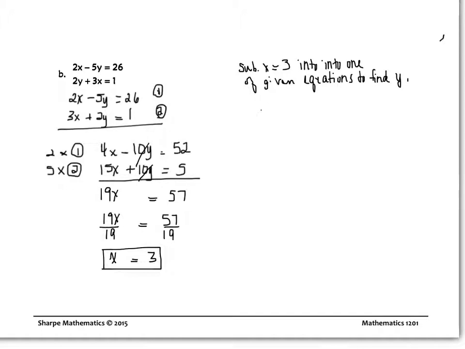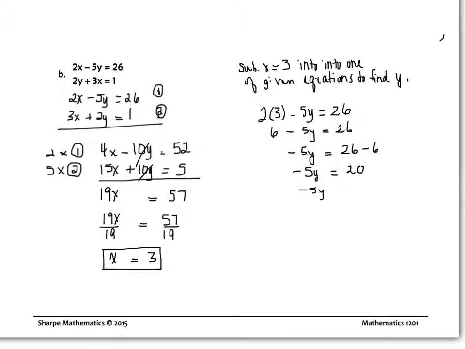So I'll just pick the first one. So 2 times x is 2 times 3 now, minus 5y is 26. So it's going to be 6 minus 5y is 26. And then I isolate the y term, so 26 minus 6. So get the y term by itself. Now I've got 20, and then I'm going to divide both sides by what's in front of y, which is a negative 5. So y equals negative 4.